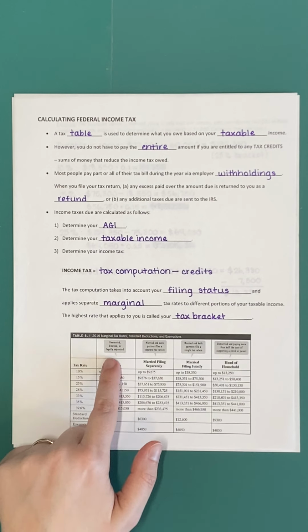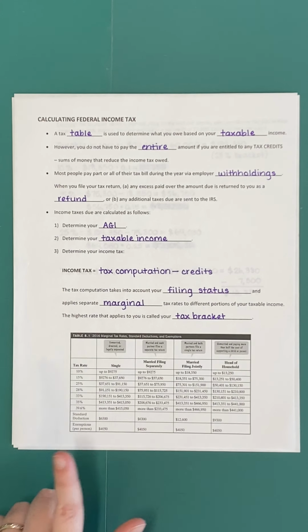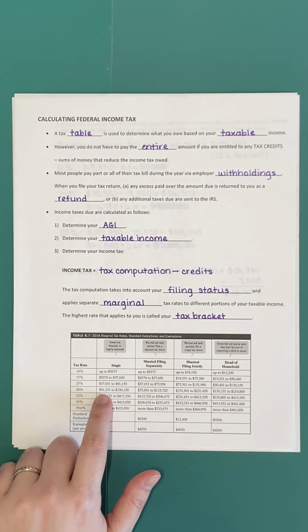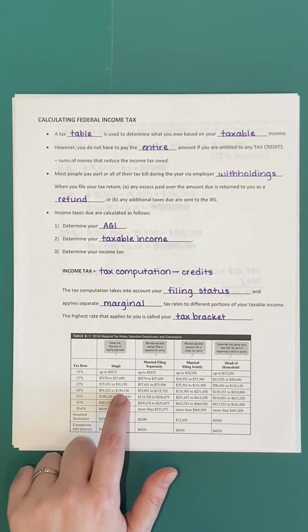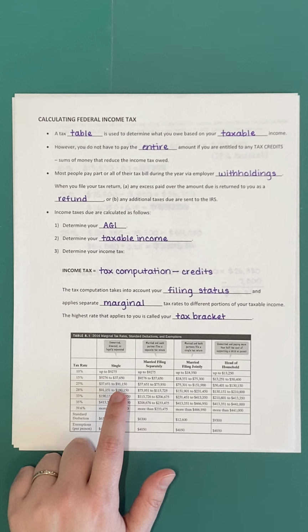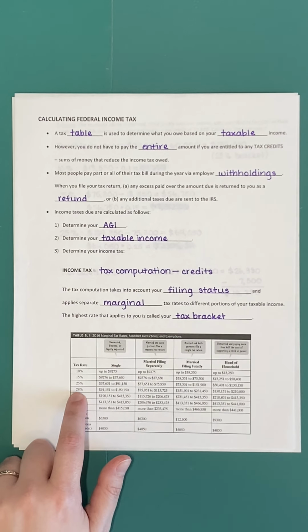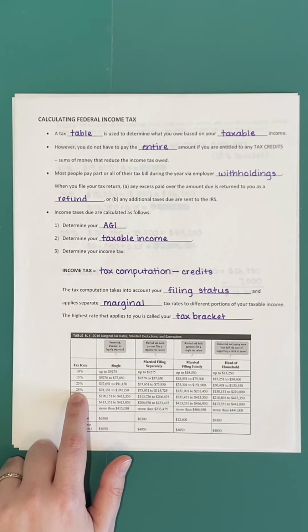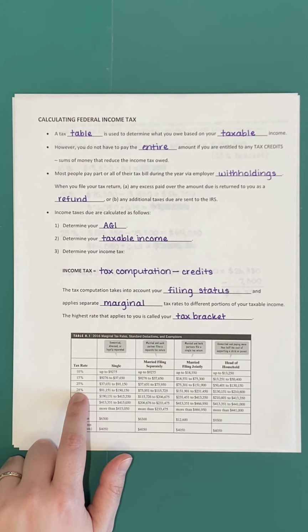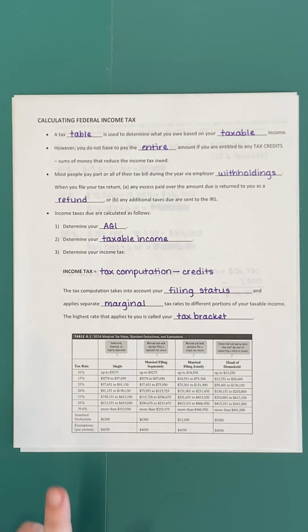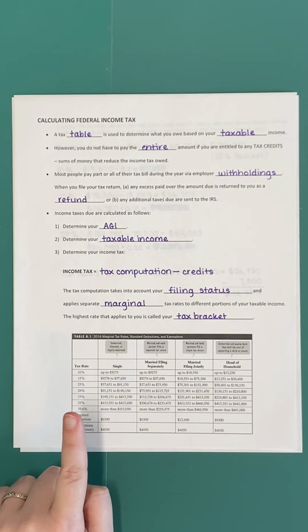So say, for instance, you're single and you make $100,000 worth of taxable income, not gross income, but taxable income. Well, $100,000 falls into the range from $91,151 to $190,150. So that means if you have $100,000 in taxable income, you would fall into the 28% tax bracket. Now, here's what that does not mean. That does not mean that all of your income is taxed at a 28% tax rate. That's not what it means. What it means is that's the highest tax rate that applies to you.